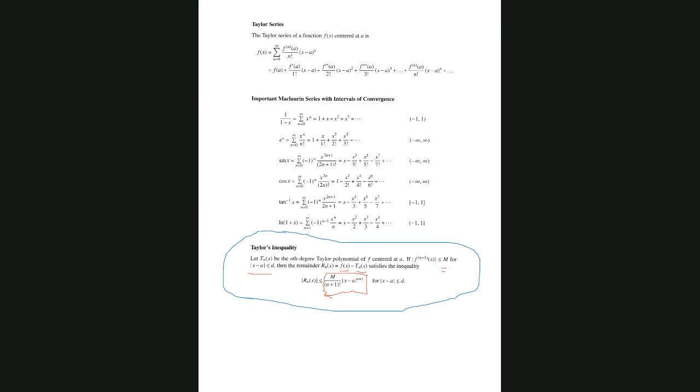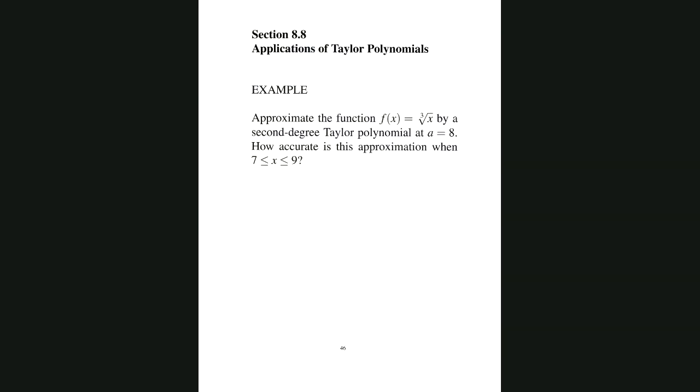But let me ask you this: why are we doing a second degree Taylor polynomial around a equals 8? Why are we picking a equals 8? Why aren't we picking a equals 10 or something like that? Why choose a equals 8? Intuitively, why are they picking that value?